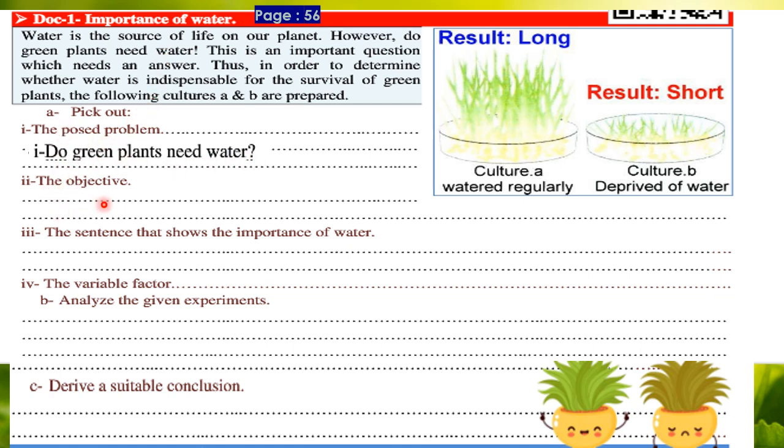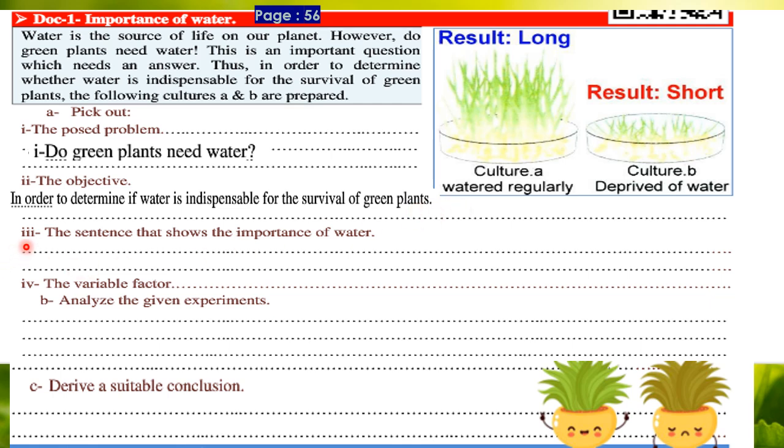Pick out the objective. What's the objective here? What's the objective of this experiment? In order to determine whether water is indispensable for the survival of green plants. Indispensable means essential or necessary. So what's the objective here? In order to determine if water is indispensable for the survival of green plants.